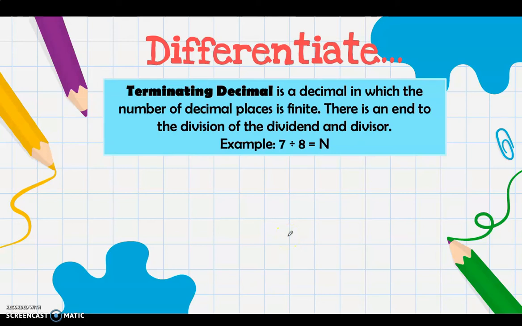Today, we are going to differentiate different kinds of decimals. First, we have terminating decimal. It is a decimal in which the number of decimal places is finite. There is an end to the division of the dividend and divisor.